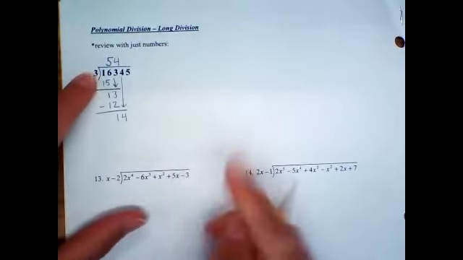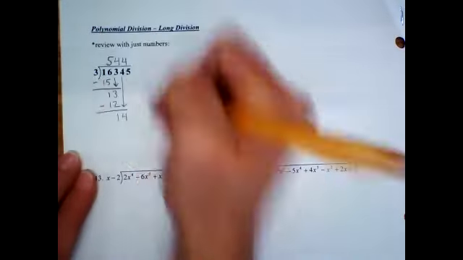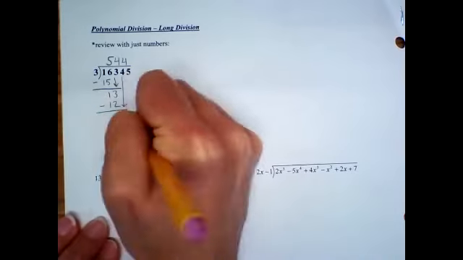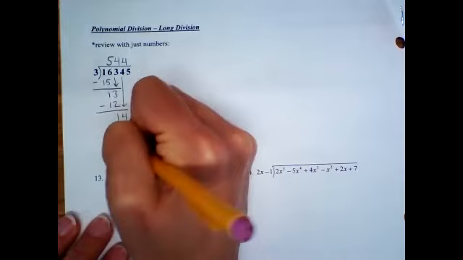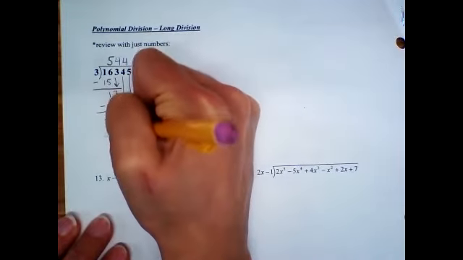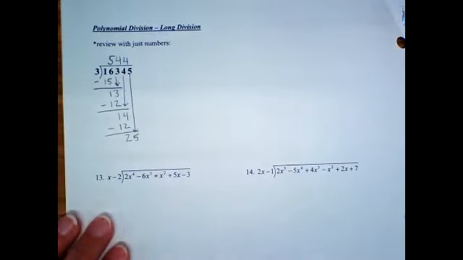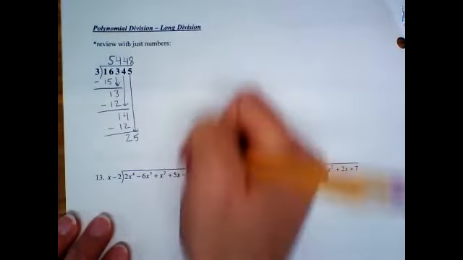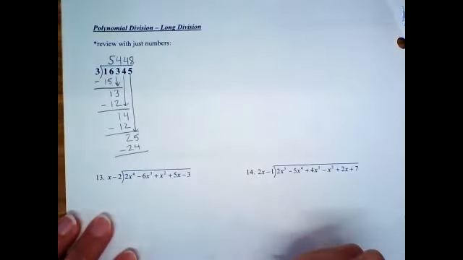Do it again. 3 goes into 14. Good. 3 times 4 is 12. And then you're going to subtract. 14 minus 12. 2. Bring down the 5. This is the last one. 3 goes into 25. 8 times. 3 times 8 is 24, and then you're going to subtract, and you get 1.